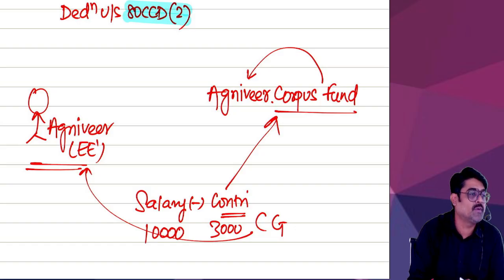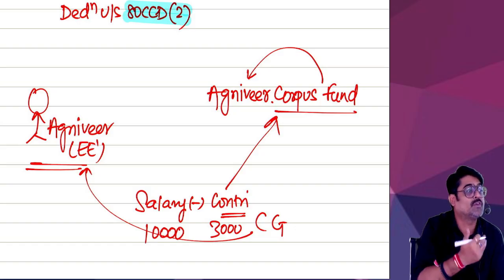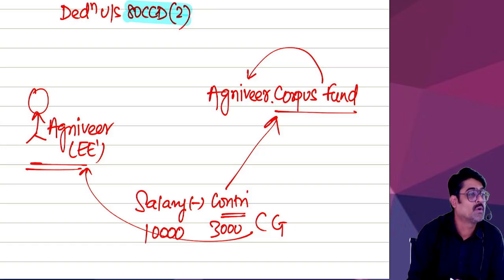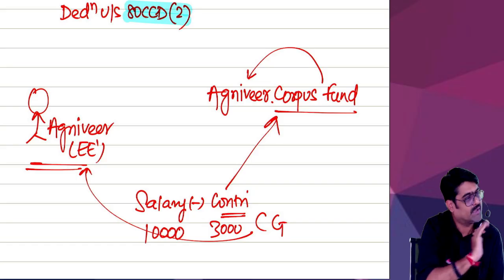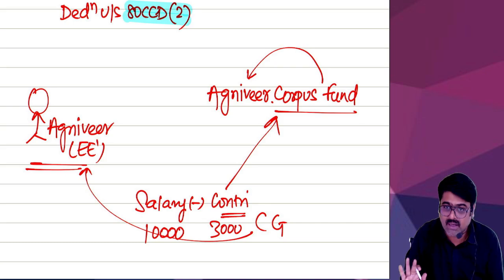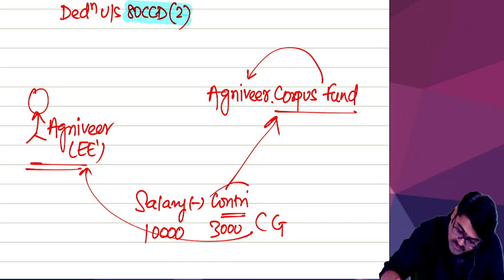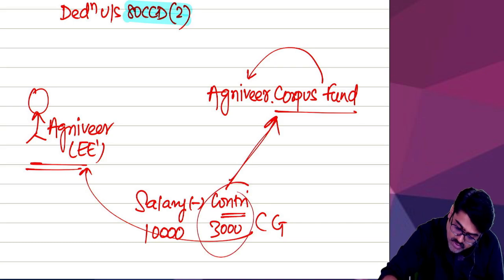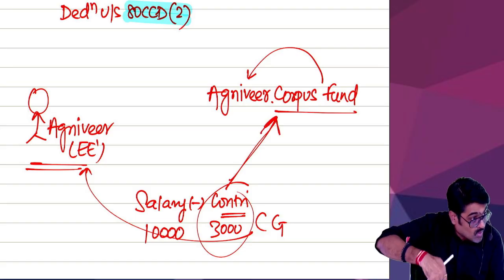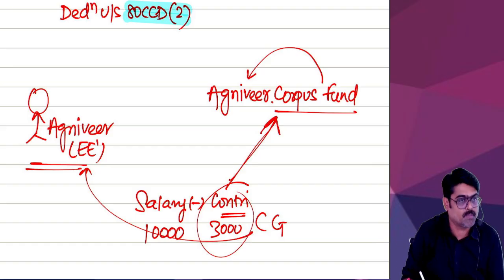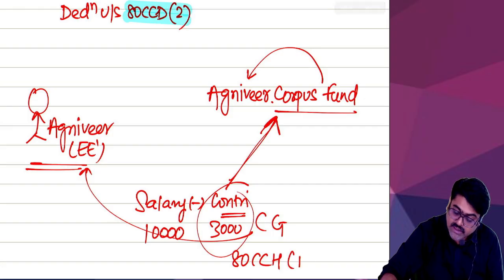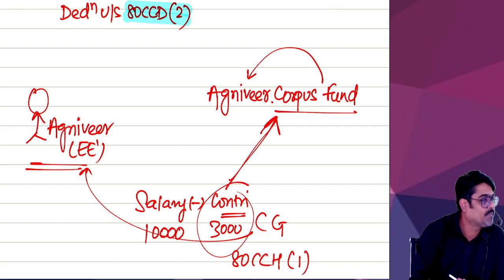So how much salary do you receive in your hands? But how much is your salary? Under the head salary, how much salary are you going to show? In that 10,000, this 3,000 is already considered. No need to give any separate treatment under the head salary. Understanding or not? And this contribution which you have made to your Agniveer corpus fund is known as the employee's own contribution to his Agniveer corpus fund. For this, he is going to get a deduction under section 80CCH, subsection 1. Under which section?